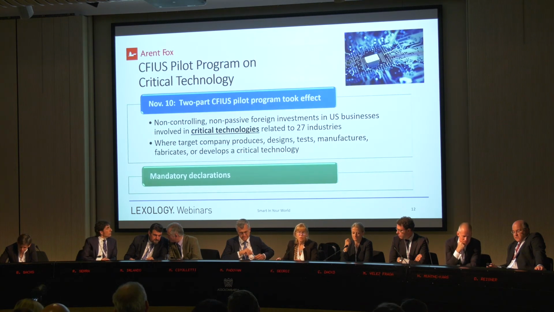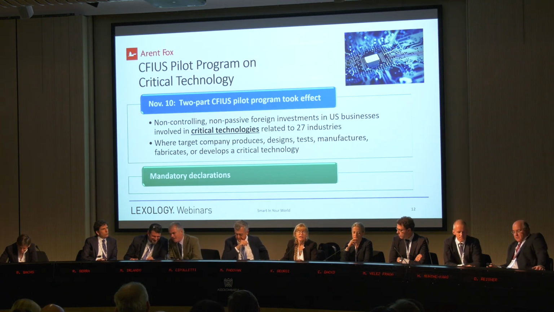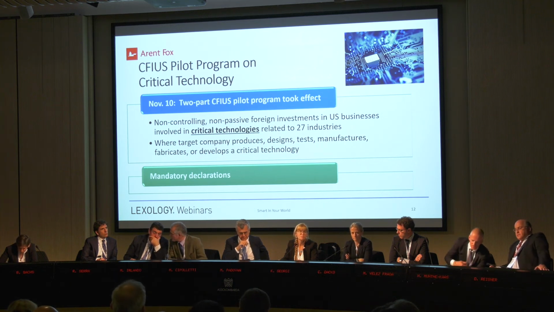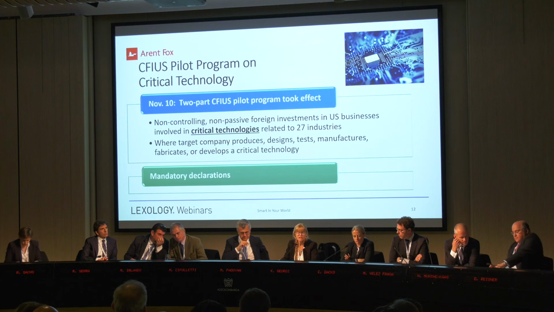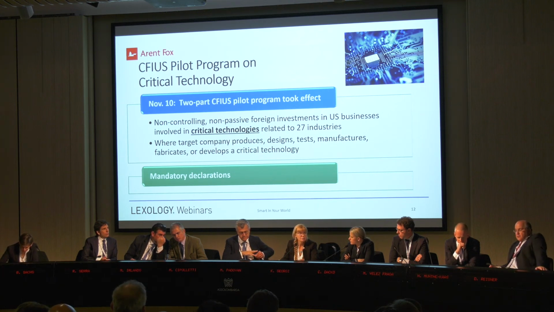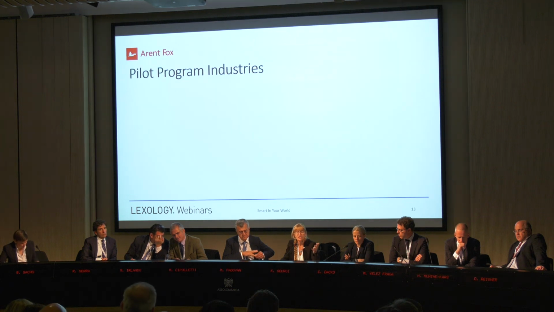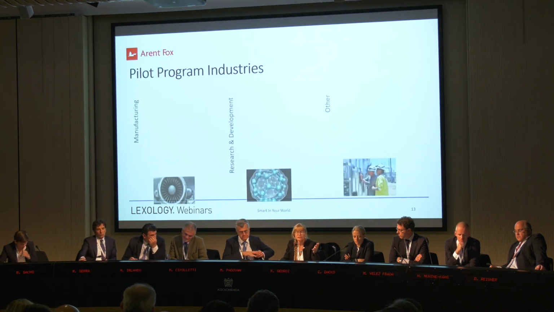So one last quick couple of slides. Last fall, CFIUS put out what's called a pilot program on critical technology. What they did is say, if you're making a non-controlling, non-passive investment in a U.S. business in critical technologies, you are required to file a CFIUS filing. So what is a critical technology? It has to be in one of 27 industries, and it's where the target company either produces, designs, tests, manufactures, fabricates, or develops a critical technology. And in that case, you actually have to make the filing.